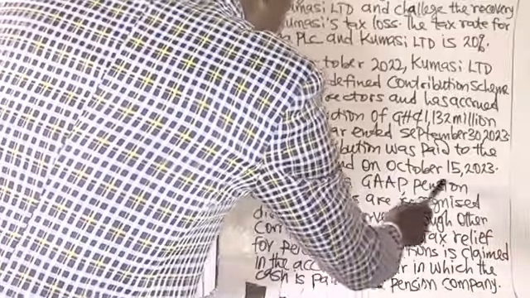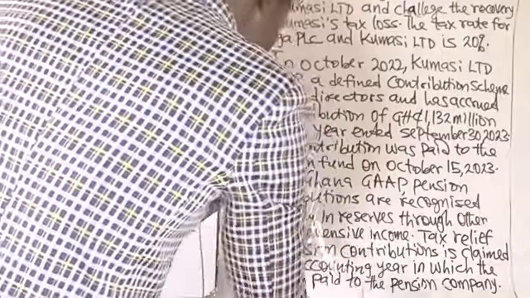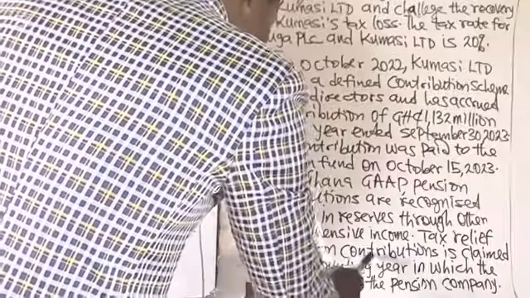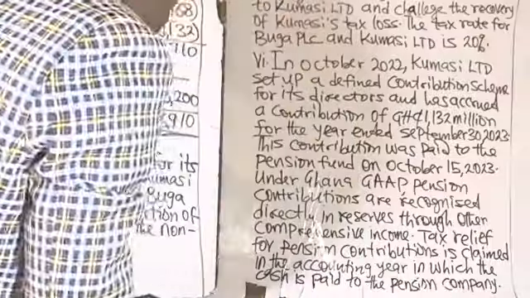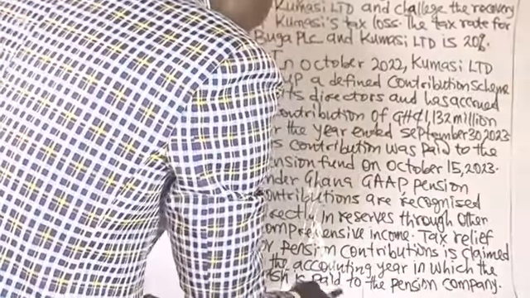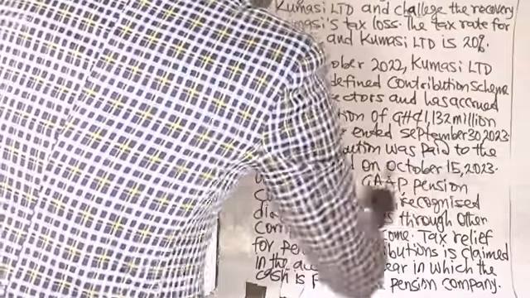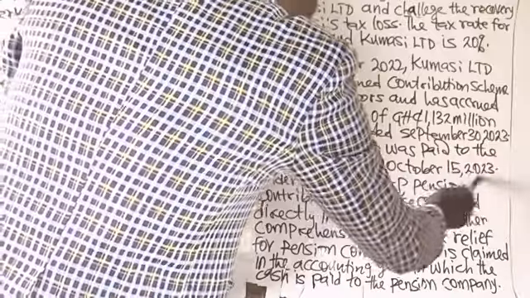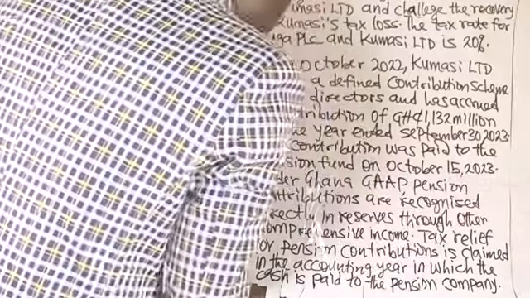For the year ended September 30, 2023, this contribution was paid to the pension fund on October 15, 2023. Under Ghana GAAP, pension contributions are recognized directly in reserves through other comprehensive income. Tax relief for the pension contribution is claimed in the accounting year in which cash is paid to the pension company. So the cash was paid on October 15, 2023, in the 2023 accounting period.